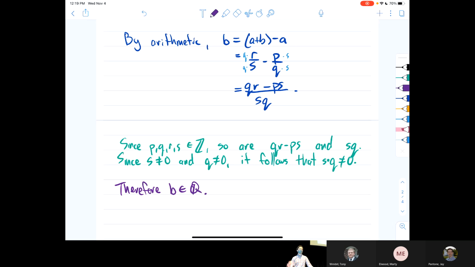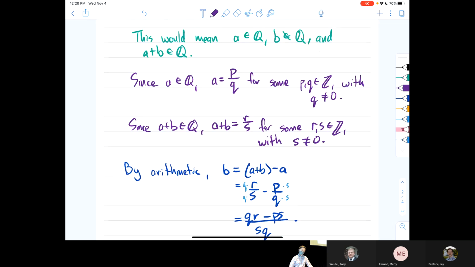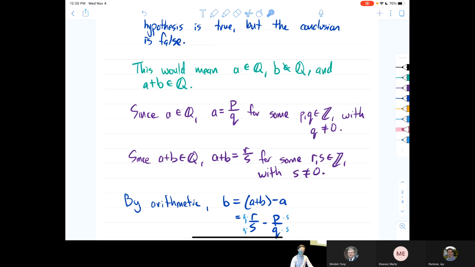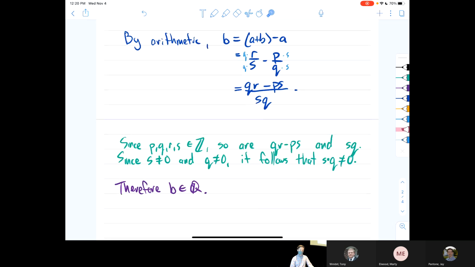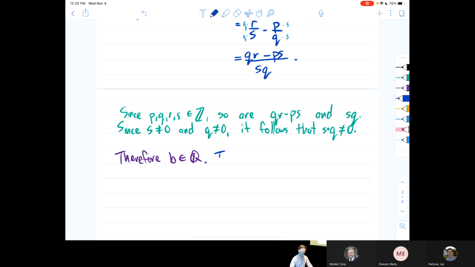And now is where we have found our logical contradiction. Because if we scroll back up for a second, we see that we assumed b was not rational, but we proved that b is rational. So we say this contradicts our assumption that b is not in Q.